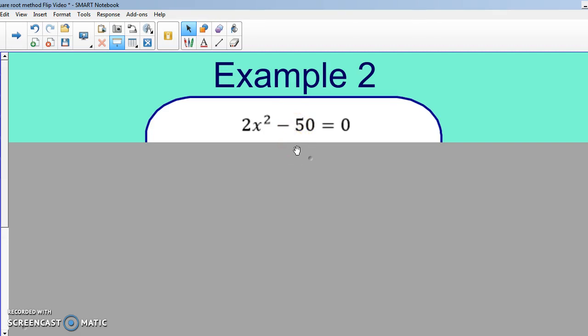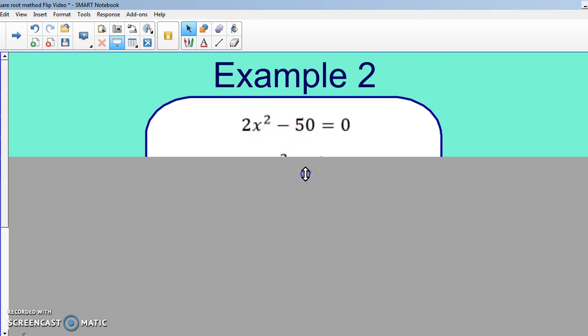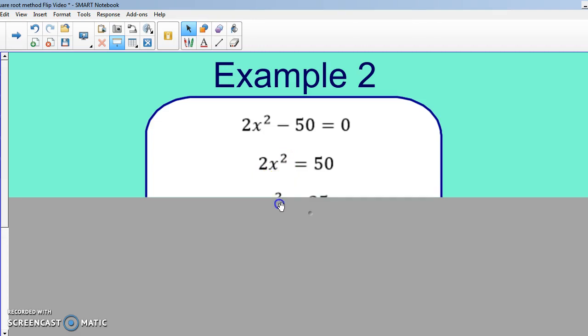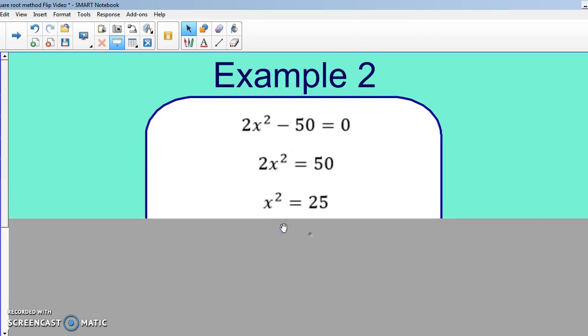The first thing that we're going to do is get the x squared by itself. We're first going to do that by adding 50 to both sides. When we add 50 to both sides, we get 2x squared equals 50. Next, in order to get the x squared by itself, we're going to need to divide by 2. So when we divide by 2, we have x squared equals 25.